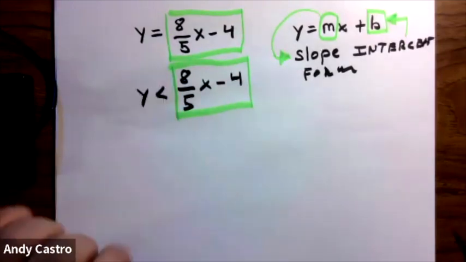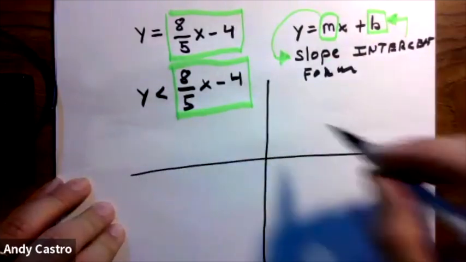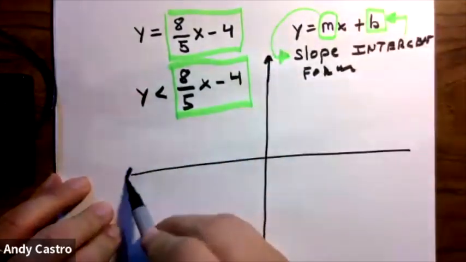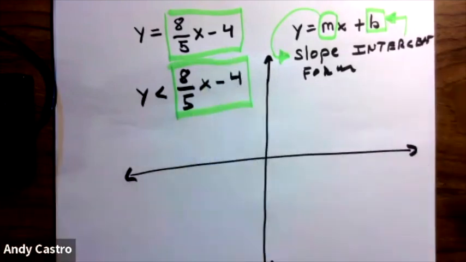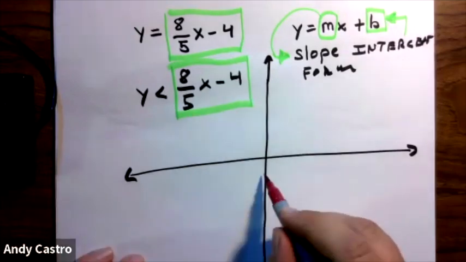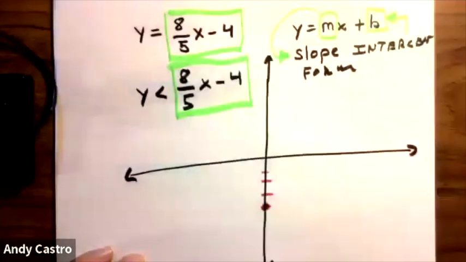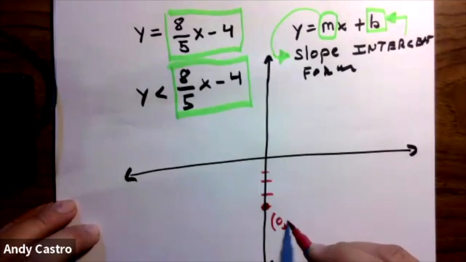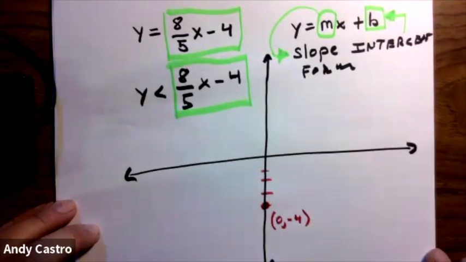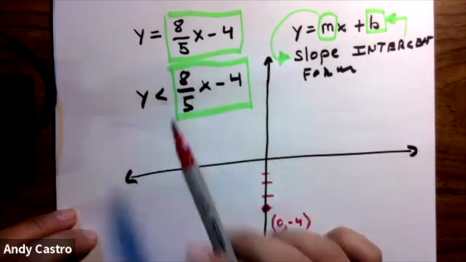So let's start here with just graphing this particular inequality. We know that -4 is the y-intercept, so we can go down here 4, 1, 2, 3, 4, and we can put a dot there. That is the point (0, -4). That's the y-intercept.